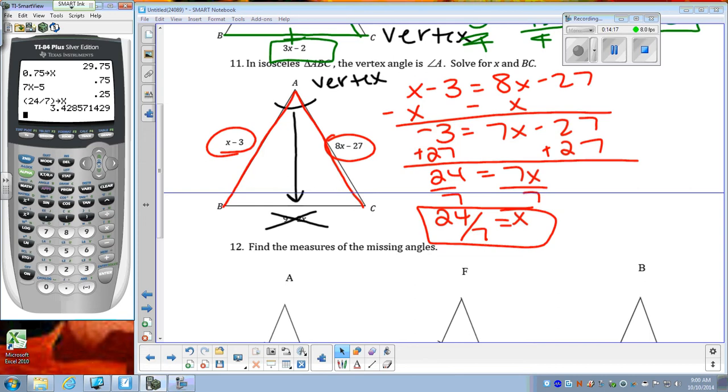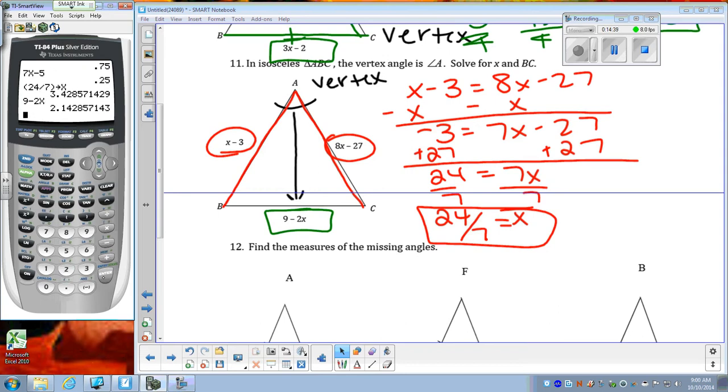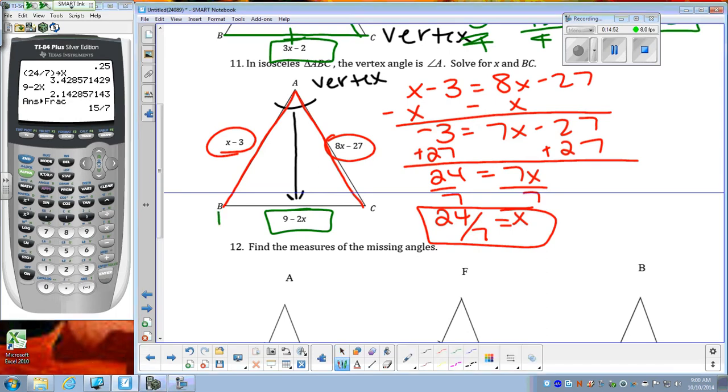And then I want to figure out the length of BC. So now I do need to use this piece. Just because I didn't use it to find x doesn't mean that it's not still the same x value. So I want to plug in my 24 over 7 into 9 minus 2x, because x was stored as 24 over 7. And I get 2.143, which as a fraction is 15 over 7. So BC is 15 over 7. So I'm done.